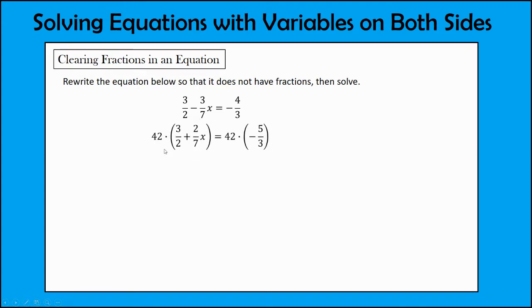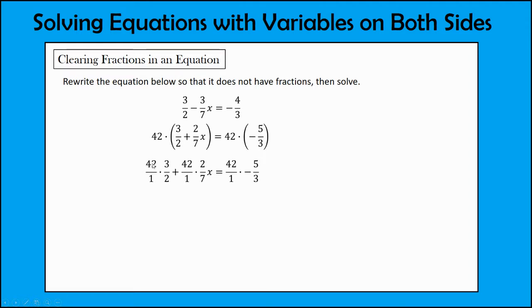Remember, guys, as long as we multiply the left side and the right side by the same number, it's equivalent. So I'm going to take the 42 on the left side and I'm going to distribute it, multiply by each of these. And I'm going to make it a number over 1. So 42 over 1 times 3 over 2 plus 42 over 1 times 2 over 7 equals 42 over 1 times -5/3. And now we go ahead and do the simplifying, and we know it's all going to cancel out because we set it up that way.